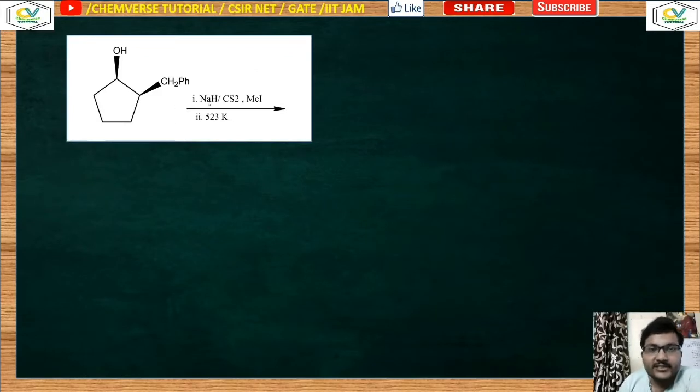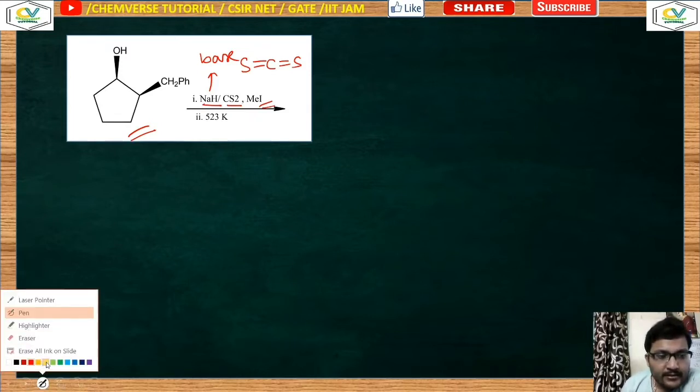Okay, let's move on to this question. Here you can see this is our substrate molecule, which is treated with sodium hydride. Sodium hydride is nothing but a base. So the base will abstract a proton, the most acidic proton, from the substrate. Now there is carbon disulfide, which has a carbon dioxide-like structure, the CS2 structure, and methyl iodide is there. Now we will move on to this reaction step by step.